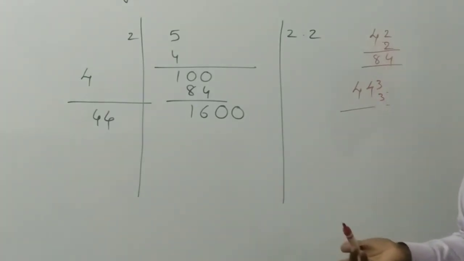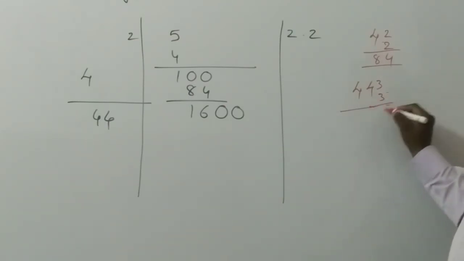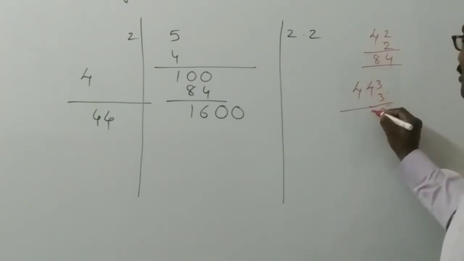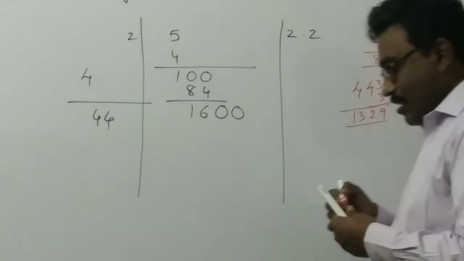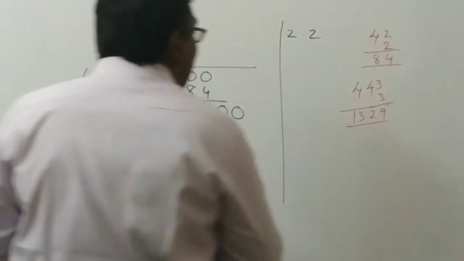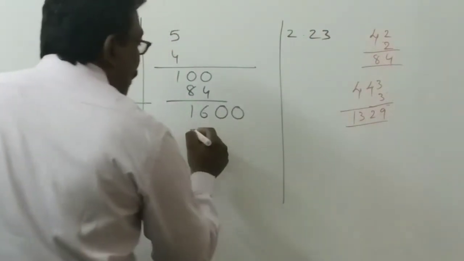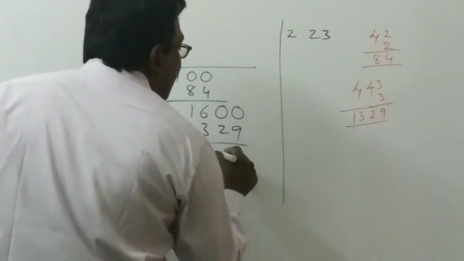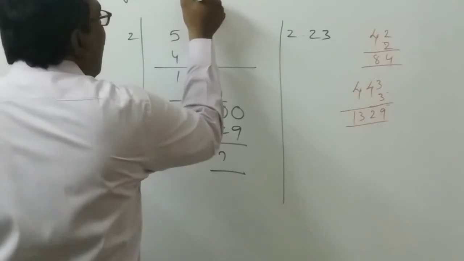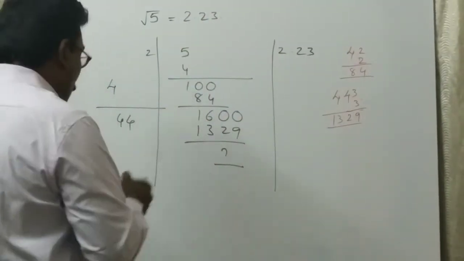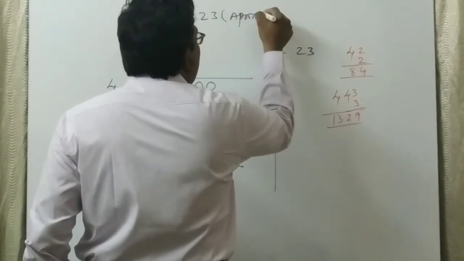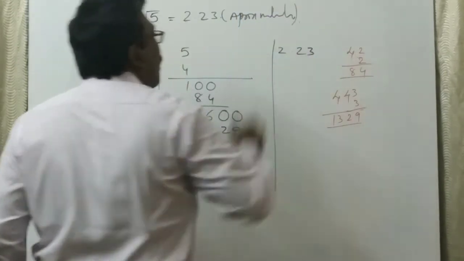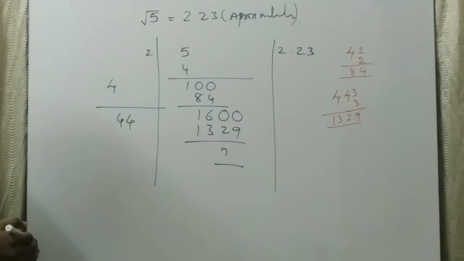3 times. Okay. So, 3 3s are 9. 3 4s are 12 plus 1, 13. So that is 2.23. Now this is 1329. So root 5 value is 2.23. And the very important word is approximately. So root 5 value is approximately equal to 2.23.